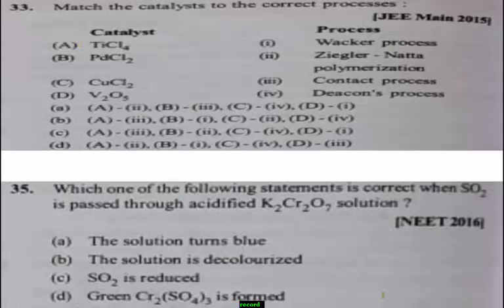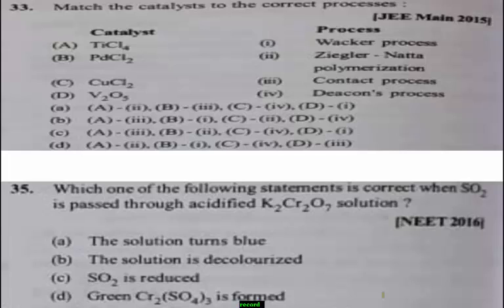Next question. Match the catalyst to the correct processes. Yes, this is very important. Remember, on one side they give the catalyst, and on the other side the process in which that catalyst is used. There are 4 options: A, TiCl4; B, PdCl2; C, CuCl2; and D, V2O5.